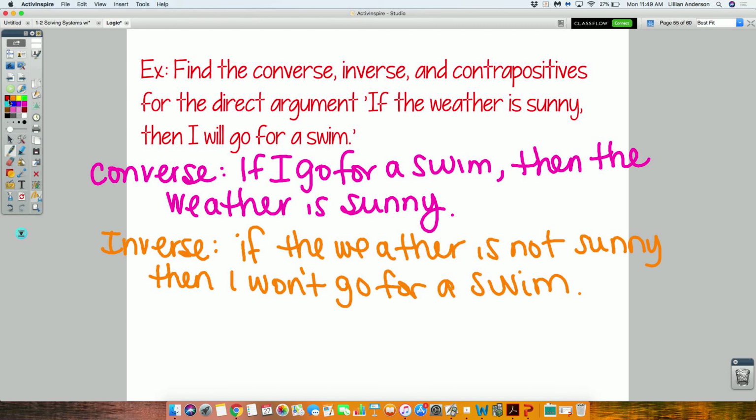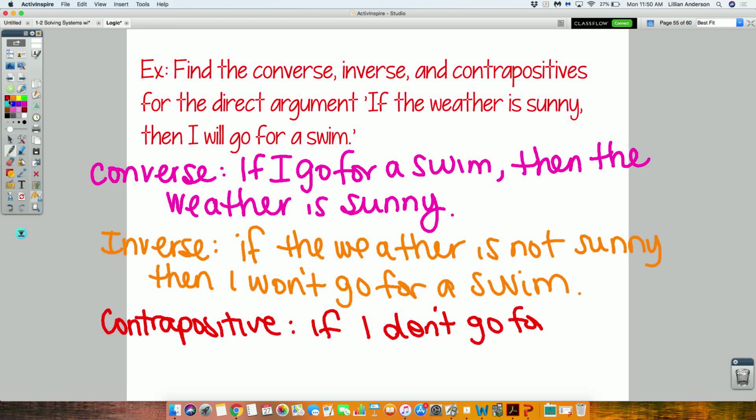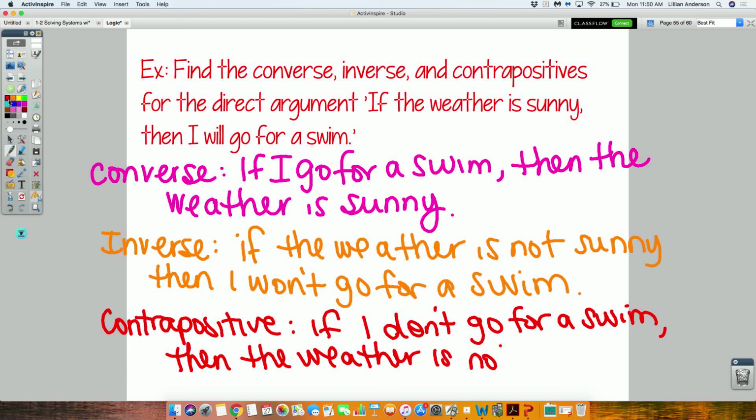And the contrapositive? Beautiful. If I don't go for a swim, then the weather is not sunny. Woo! A lot of writing. But it's all good. Okay? We get those easy points, gimme points, as long as we go based off of that. Okay? Questions on writing the sentences?